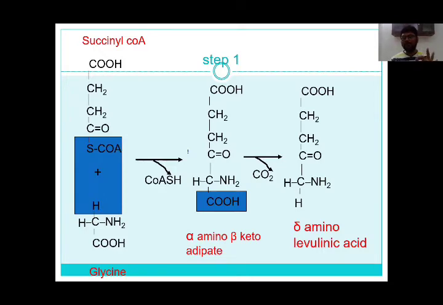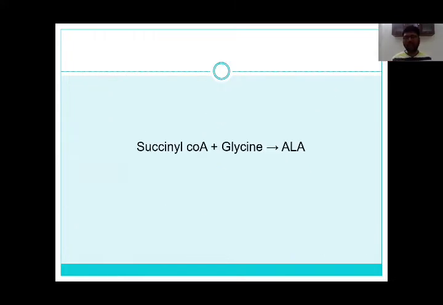The enzyme which synthesizes this ALA is called ALA synthase, which needs vitamin B6 or PLP as coenzyme. You don't need to explain the structure and all. Just simply you can write succinyl-CoA plus glycine, it will form aminolevulinic acid. But you should mention what is the enzyme and the coenzyme. The enzyme involved is ALA synthase and its coenzyme is PLP. So this is the first step in heme synthesis.